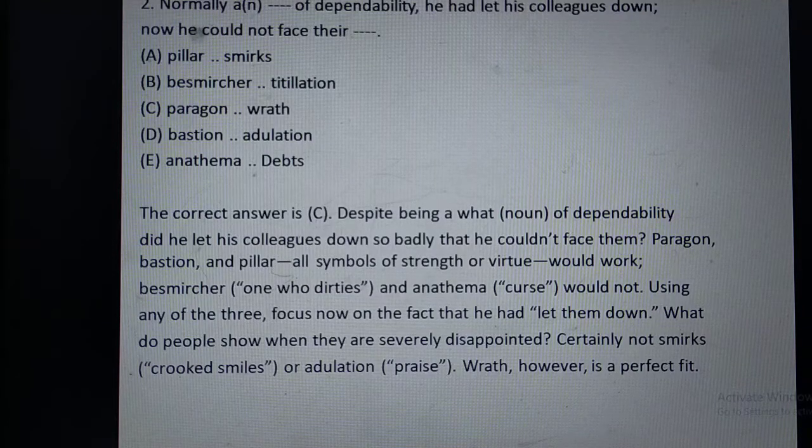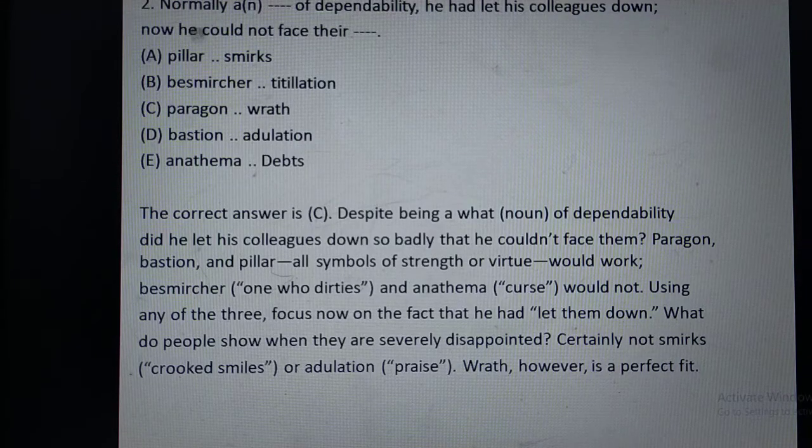So paragon and bastion and pillar, all symbols of strength or virtue, would work. One who dirties the anathema, meaning curse, would not, using any of the three. Focus now on the fact that he had let them down. What do people show when they are severely disappointed? Certainly not smirks, meaning crooked smiles, or the adulations, meaning praise. Wrath, however, is a perfect fit. So is wajah se C is the correct answer hai isme.